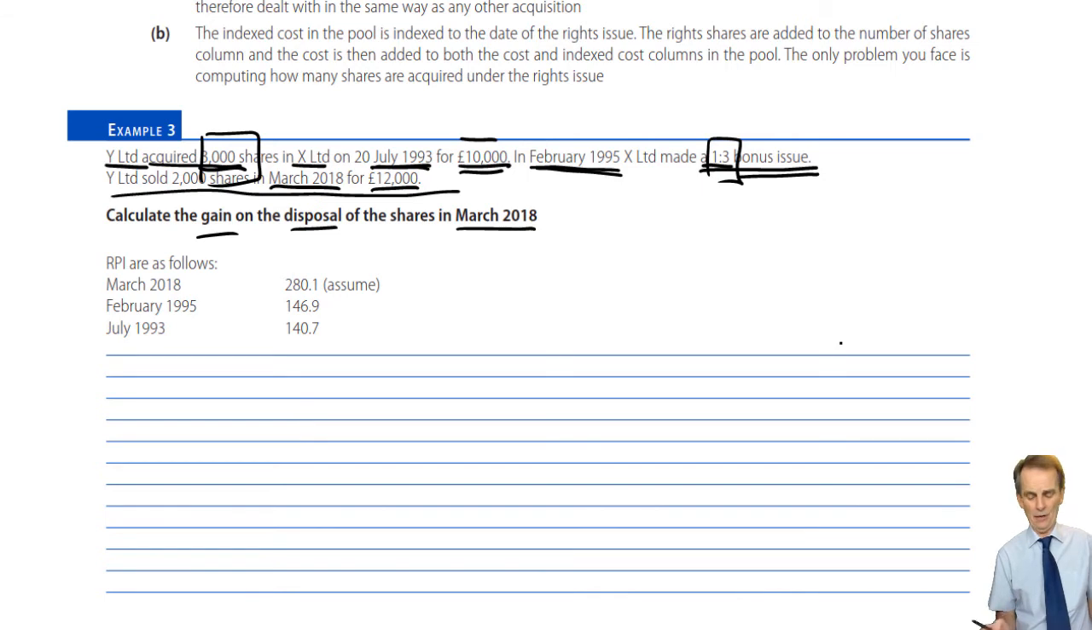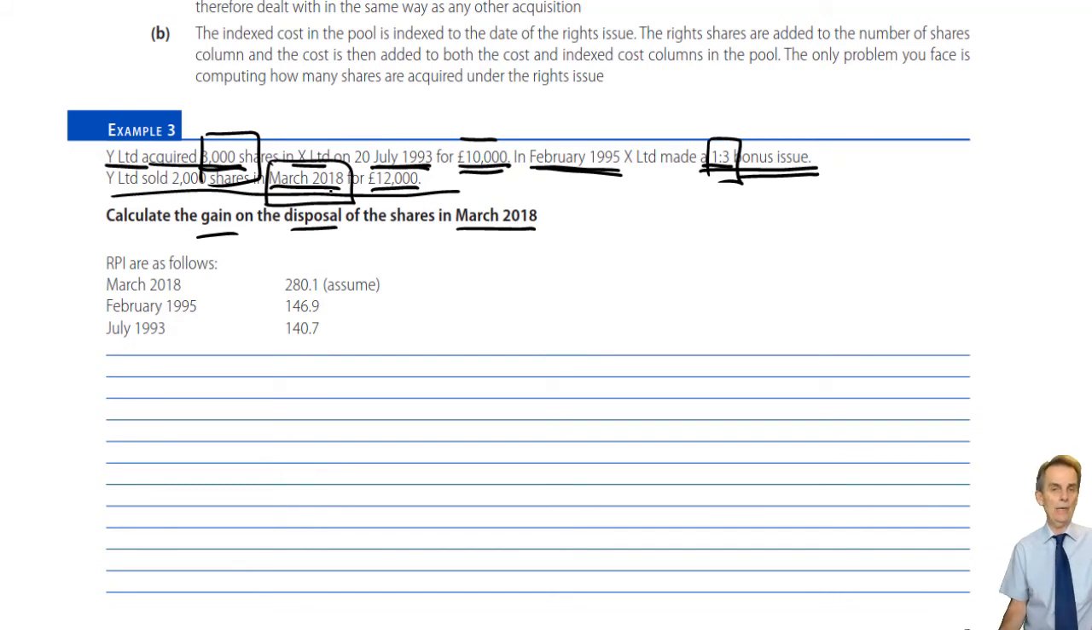1 for 3 on 3,000 is another 1,000 shares. Add that into your number of shares column. Just add in the number of shares acquired on the bonus issue, 1,000 shares. Nothing extra in the cost column nor the index cost column. Next thing to happen, the disposal, March 18.